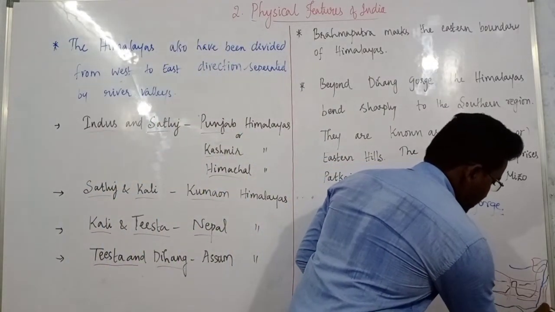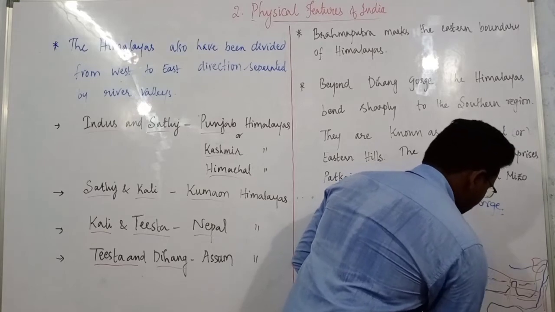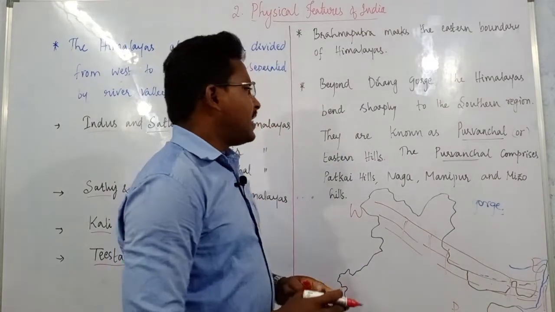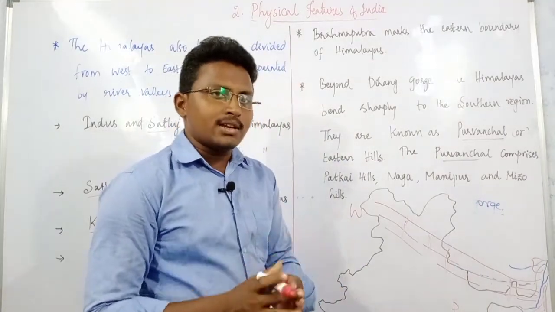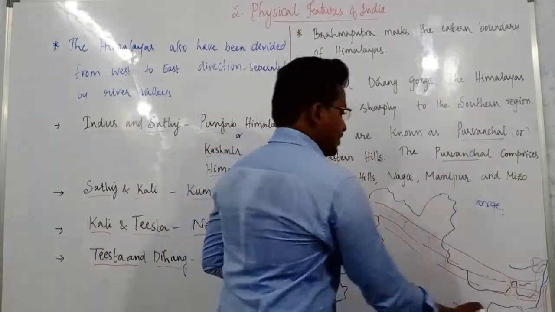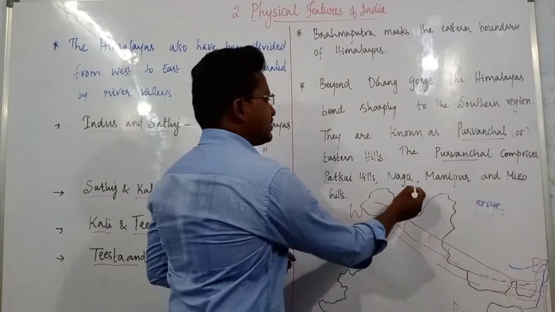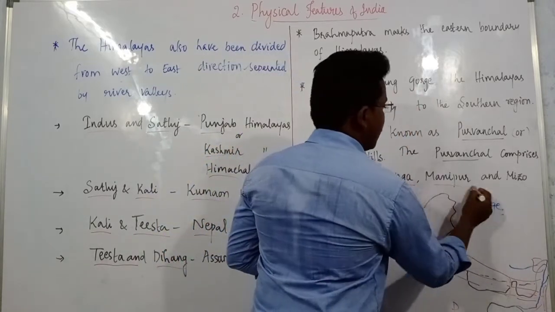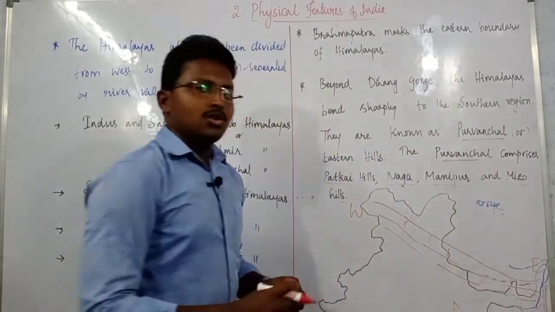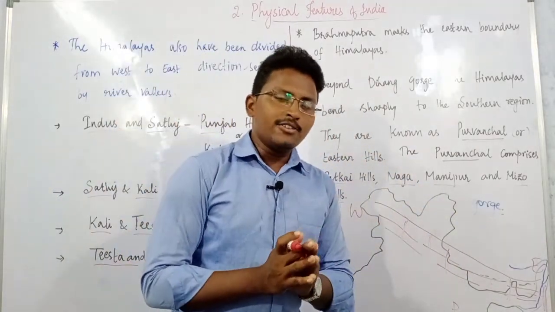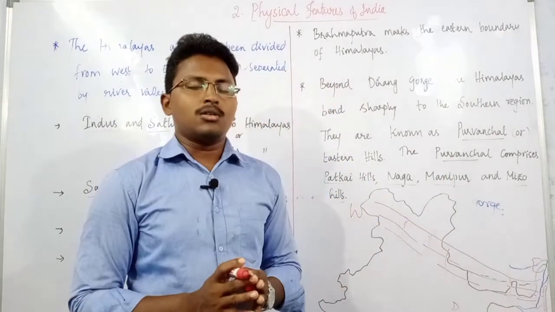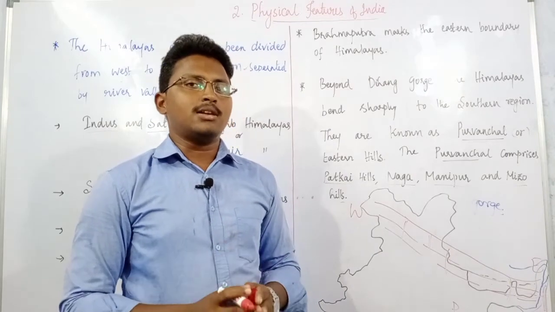This one we call Purvanchal, or sometimes eastern hills. And there are different mountains or hills located in this Purvanchal. What are they? They are the Patkai Himalayas or Patkai Hills, Naga Hills, as well as Manipur Hills. Then the last one is the Mizo Hills. So these are some of the different hills comprising the Purvanchal, or eastern Himalayas or eastern mountains.